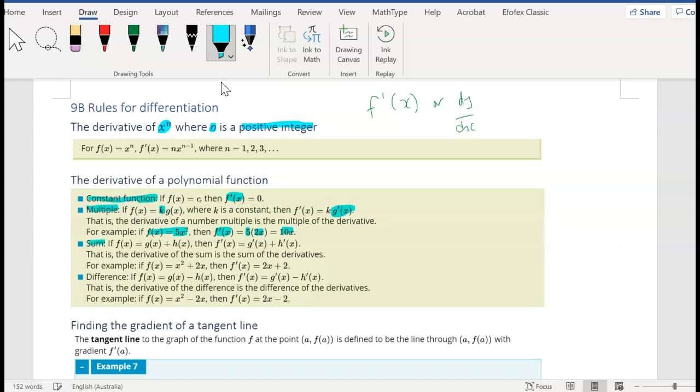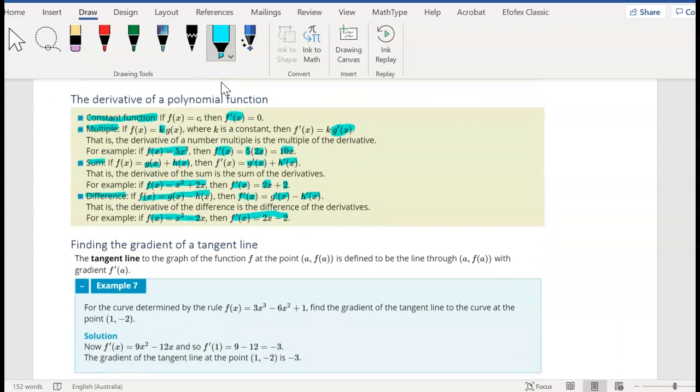Now, for the sum and the difference, that just means when you've got multiple terms. So if f of x is equal to two terms, g of x and h of x, then you find the derivative of those two terms separately and you add them together. So if you had f of x equals x squared plus 2x, you find the derivative of x squared, which is 2x, and the derivative of 2x is 2. And then it's the same for the difference. Difference just means you're subtracting. So f of x equals g of x minus h of x, and your derivative function is the derivative of the first term minus the derivative of the second term. And we've got an example there.